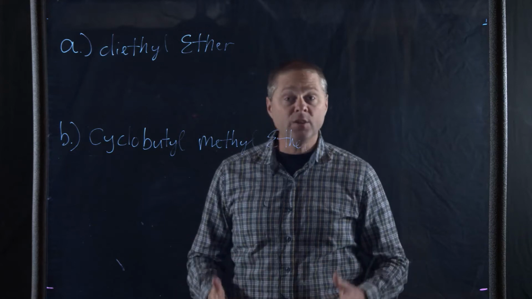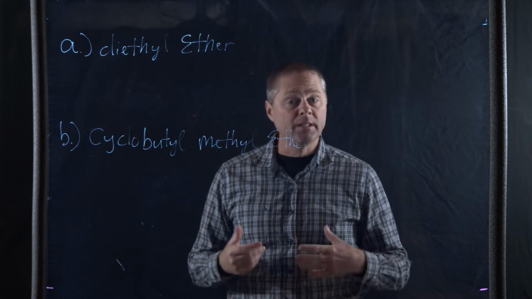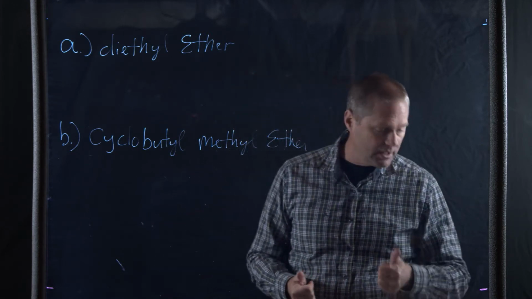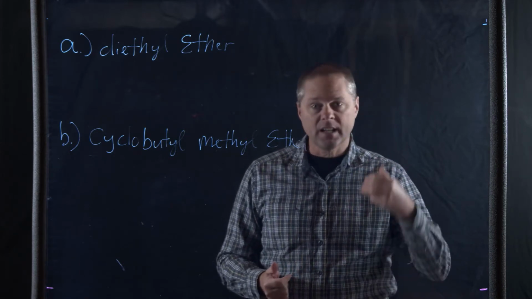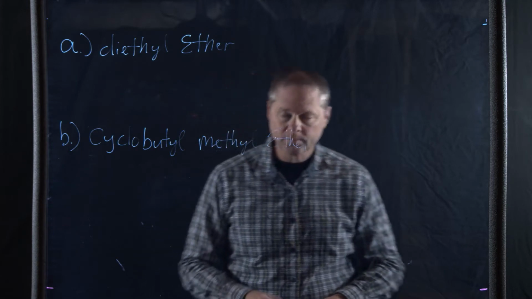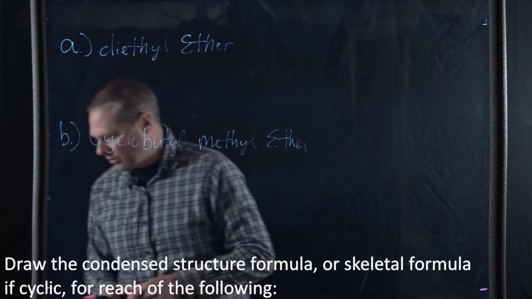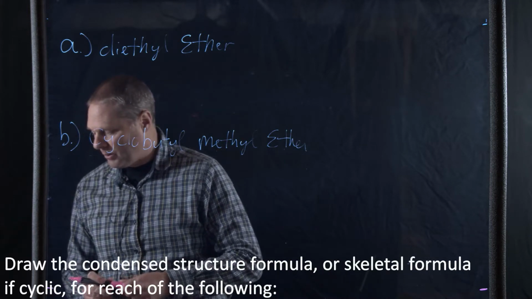All right, we're going to continue our talk on organic chemistry. And for this section, what's important is we're going to be looking at different types of functional groups. Specifically, we're going to be looking at alcohols, thiols, ethers, aldehydes, and ketones. Now for ethers, this first question says, draw the condensed structural formula, or skeletal formula if cyclic, for each of the following.